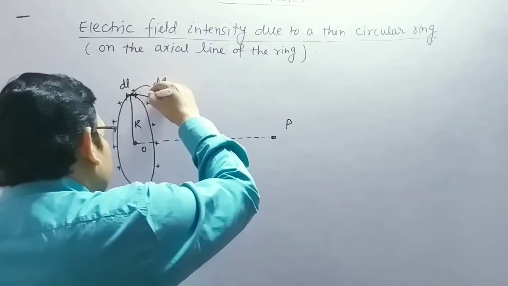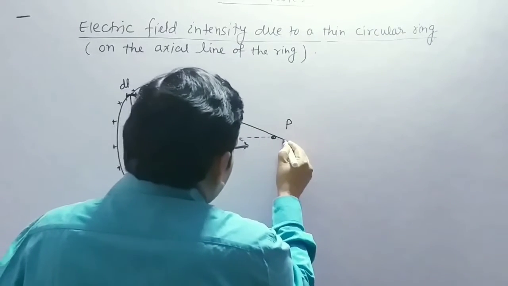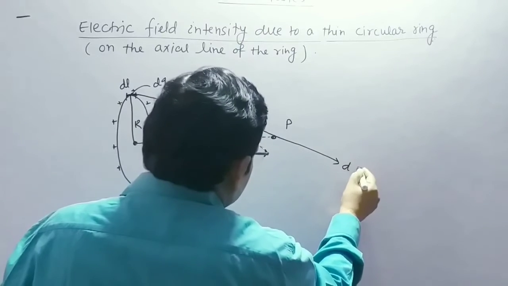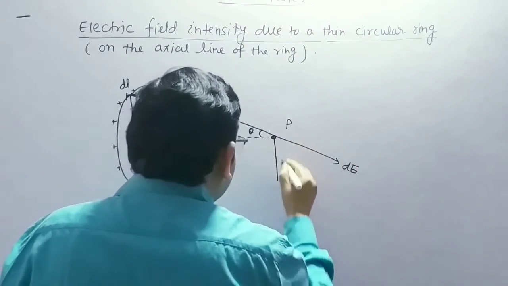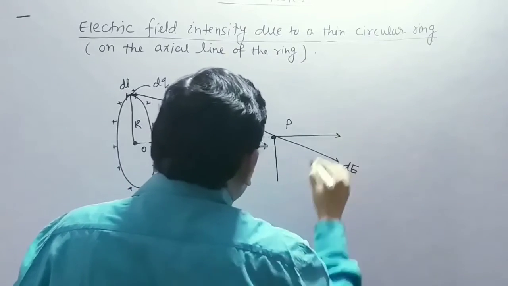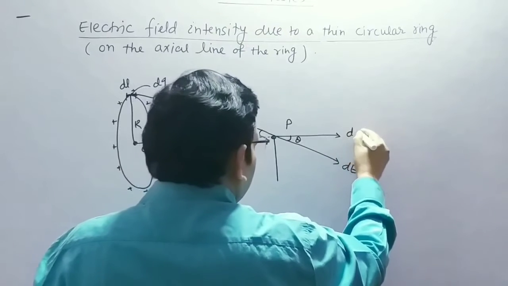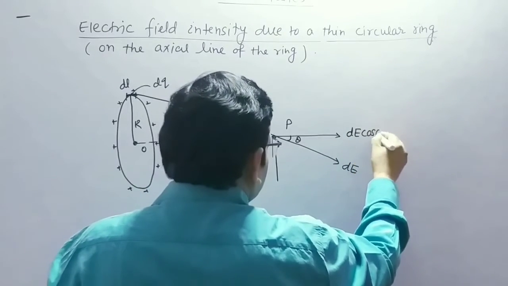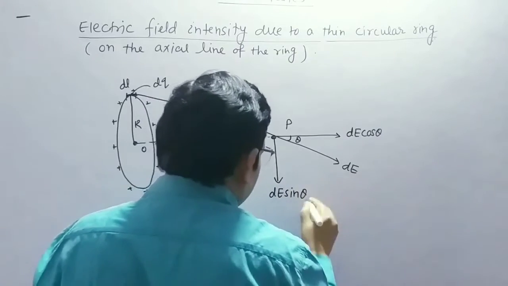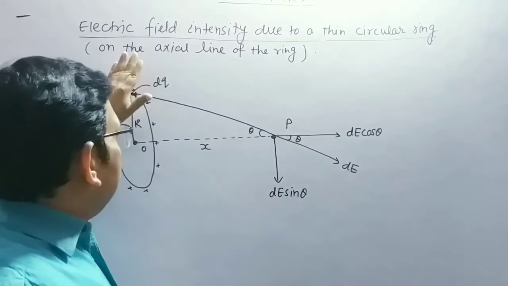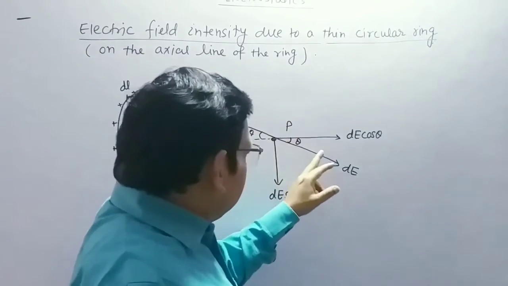So first we will connect this one. The direction of the electric field would be in this direction, dE. Take this angle as theta, and resolve dE into two components. This angle is also theta. This component becomes dE cos theta, and this becomes dE sin theta. So we have considered the small element dq, and then we have written the electric field intensity at P, assuming this field is dE.